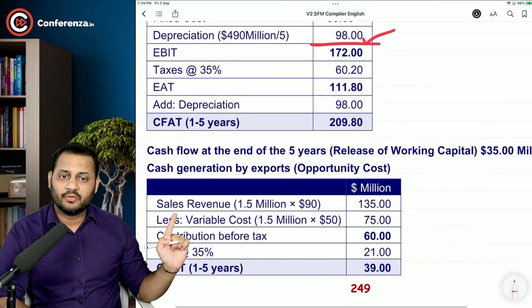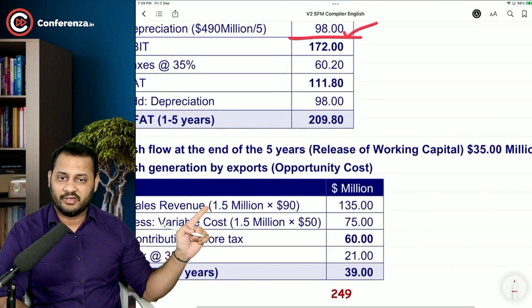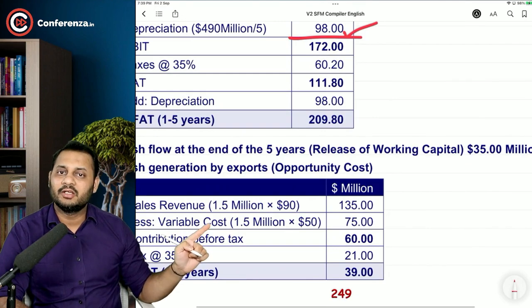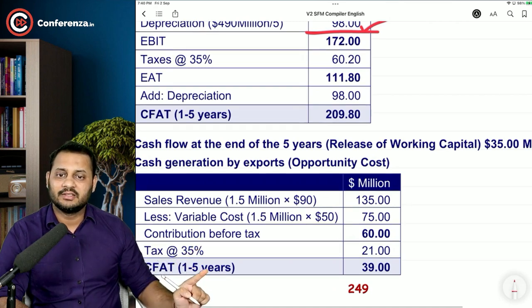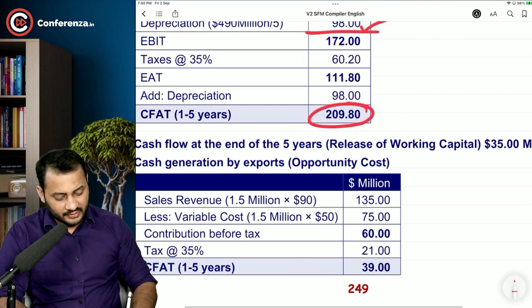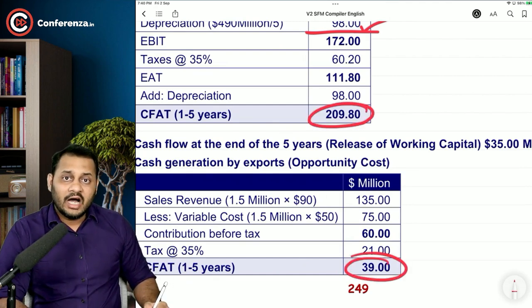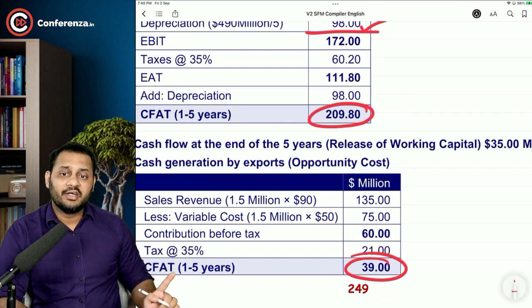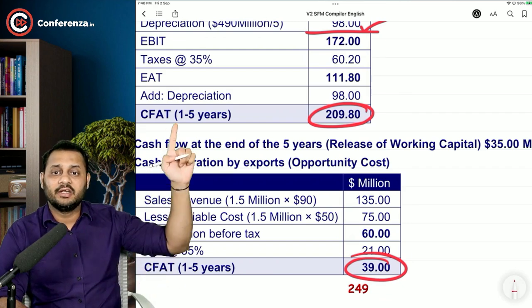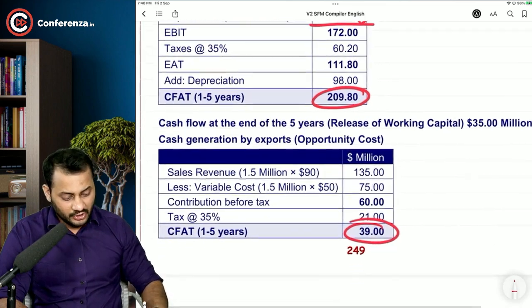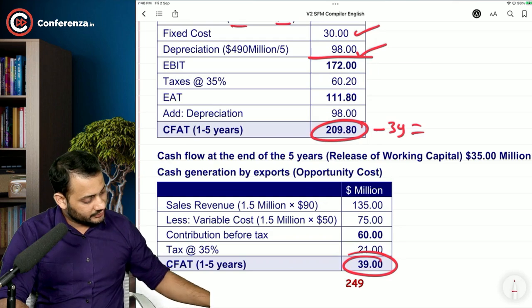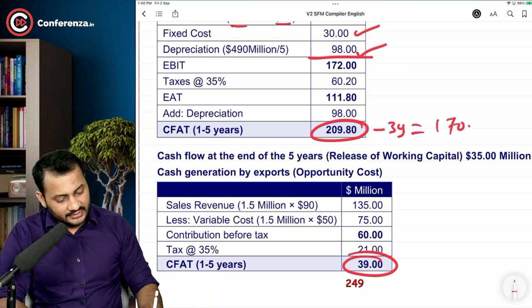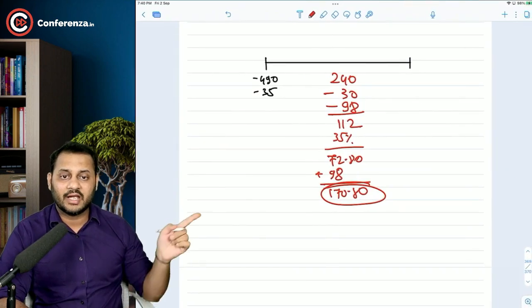Now from export, what was happening? From export, it is 1.5 million at 90, 1.5 million at 50, selling price, variable cost. There is no other cost in this case. This becomes contribution before tax. You pay the taxes and this is the cash flow after tax. Now you compare this one and this one. Without subsidiary, you are already generating a cash flow of 39. With subsidiary, you will be generating 209.80. So what is the incremental? 209.80 minus 39 comes to 170.80. That's what we have calculated here.